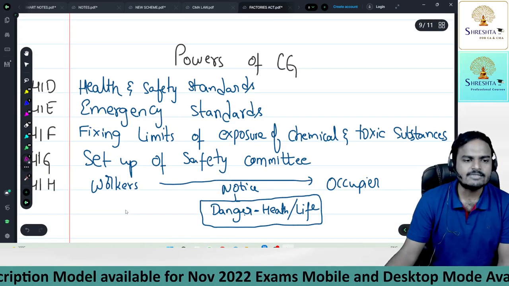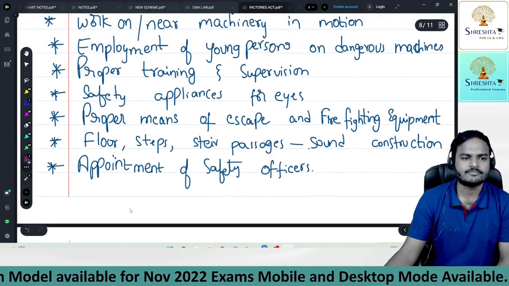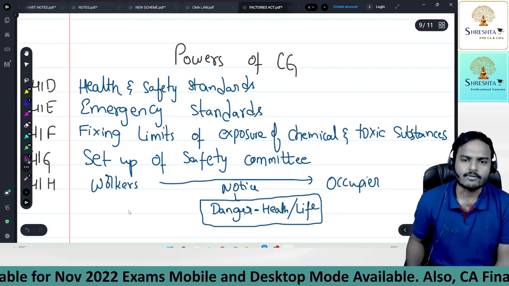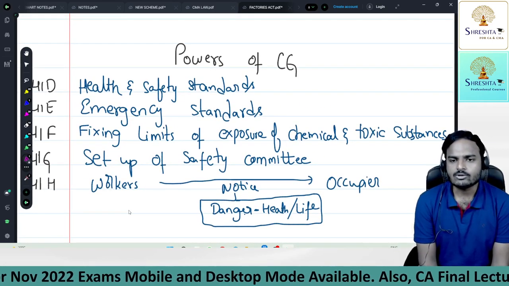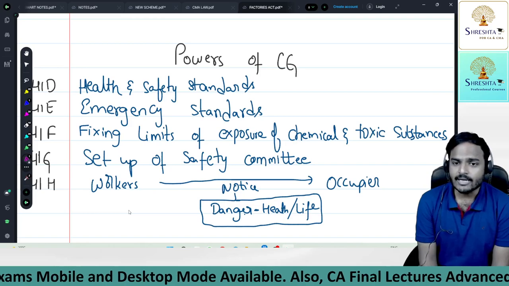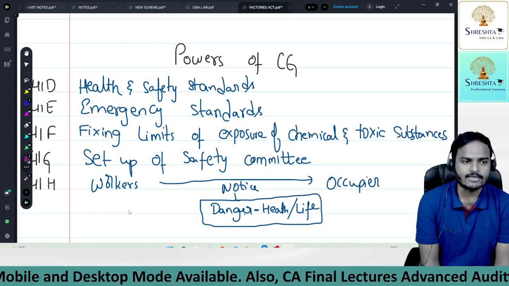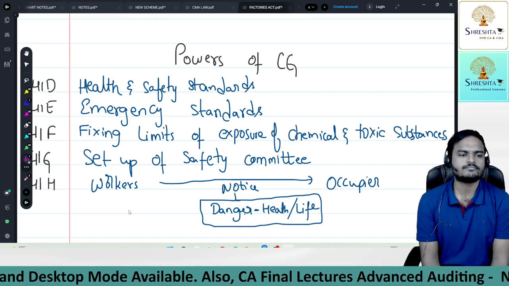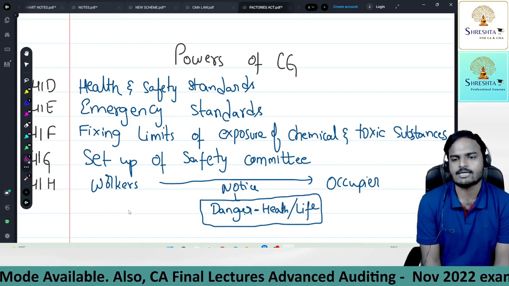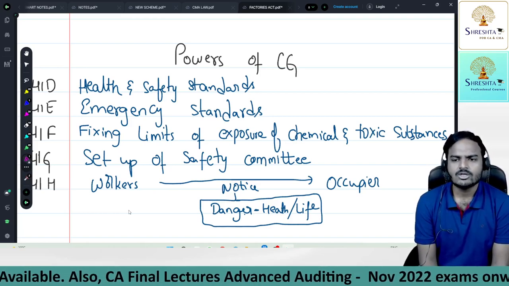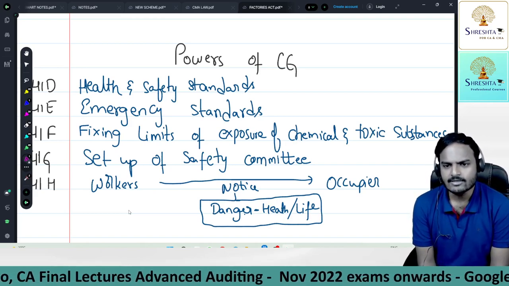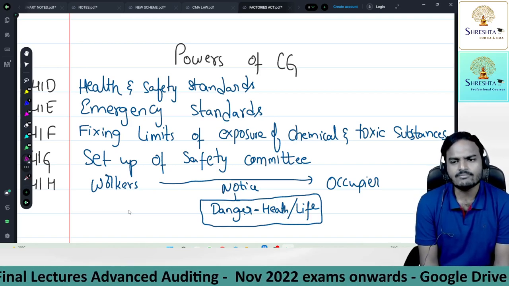Next one, powers of the central government with respect to safety measures. What are the powers of the central government? The central government has the power to set standards with respect to health and safety. They can frame emergency standards, and they will check whether the factory is following all these emergency standards or not. And they will fix the permissible limits of exposure to chemical and toxic substances. They will fix the limit. Beyond this, you should not expose chemicals. Beyond this, you should not use toxic substances in the factory, or else it will affect the health of the workers.